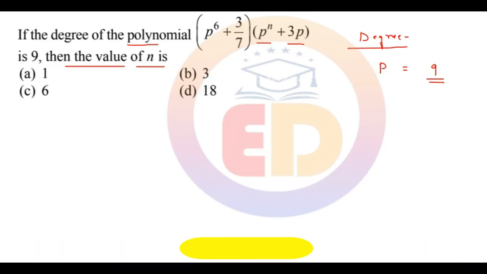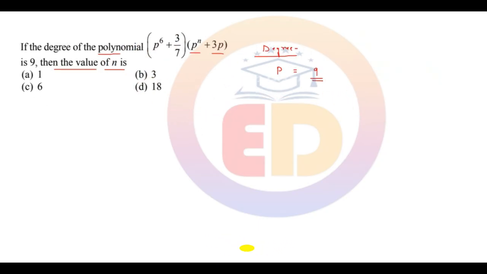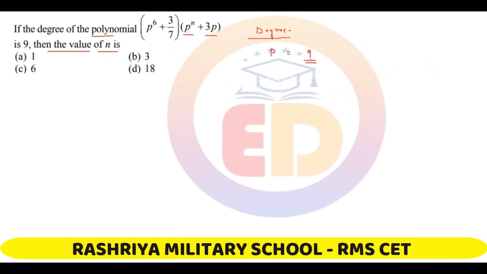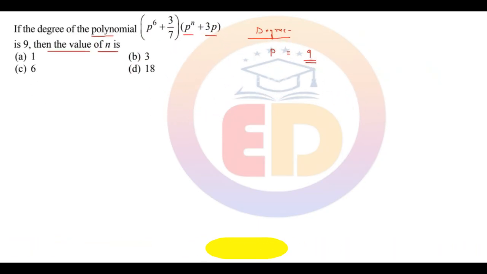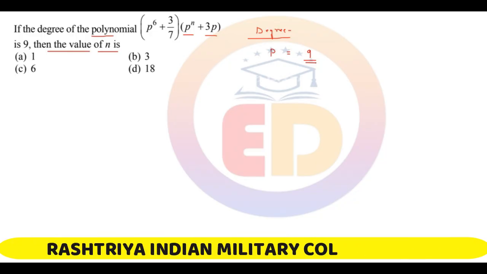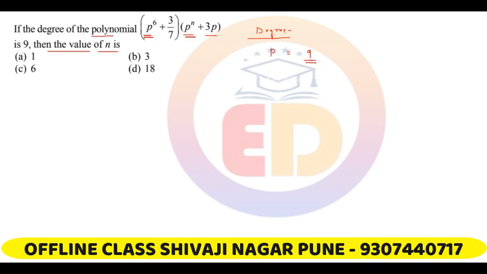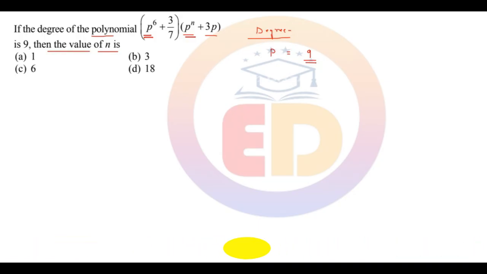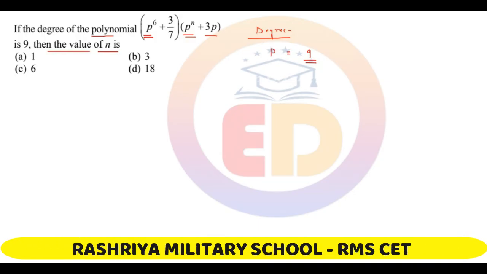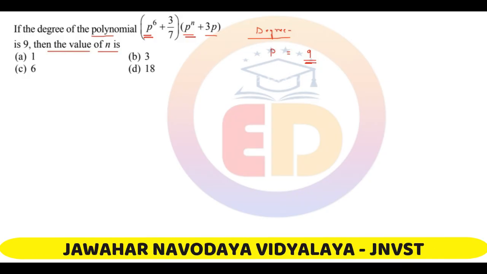For solving this question, the longer approach will be that you multiply all the terms and then find the degree of the variable p, and the easy approach will be that you only multiply the variable with the variable. The first term variable is p power 6, the second term variable is p power 9, and then you equate it with the degree of the polynomial, which is 9. I will show you both approaches.